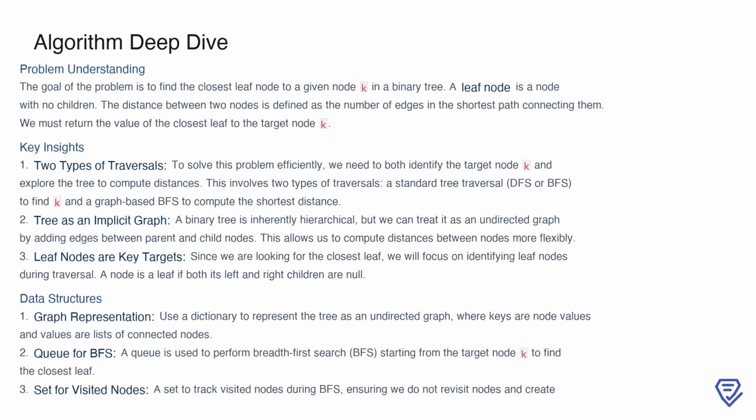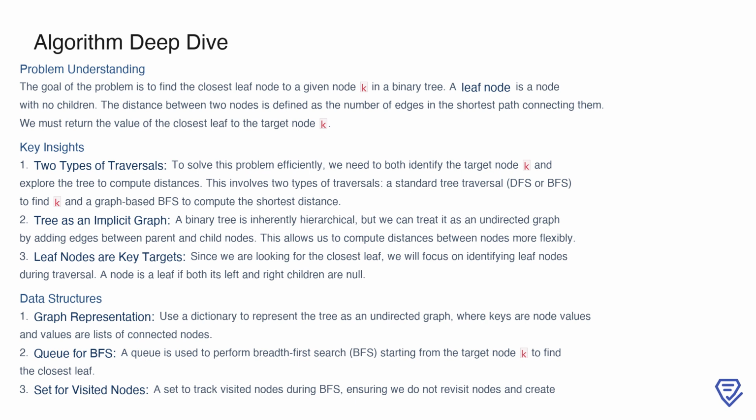The problem we're tackling here is to find the closest leaf node to a given node k in a binary tree. A leaf node, as a reminder, is any node that doesn't have children. The distance between nodes is defined by the number of edges in the shortest path connecting them. Our task is to determine which leaf node is closest to the target k and return its value.